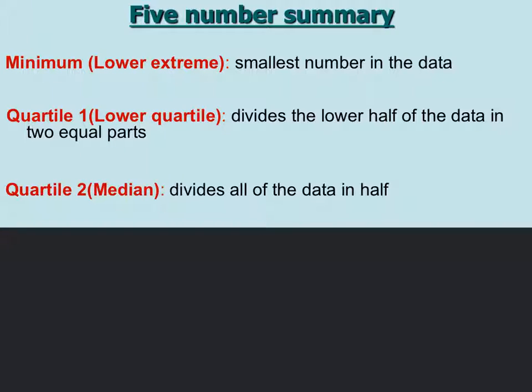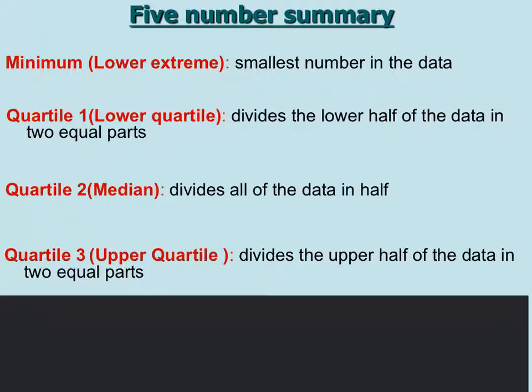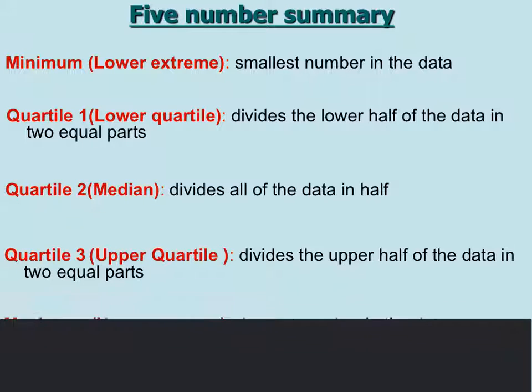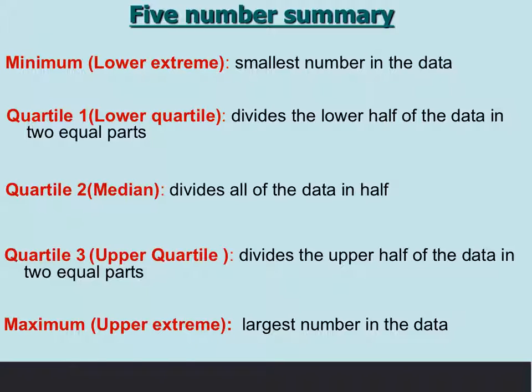Your quartile 2 is also your median, and this is where you're going to divide all of your data in half. A median represents the middle number in a data set. And then quartile 3 is the upper quartile, and that's where it divides the upper half of data into 2 equal parts. So your 3 quartiles, 1, 2, and 3, are really just finding middles of your data. The main middle is quartile 2, and then you take everything below it and find the middle. That'd be quartile 1. Everything above your median, you'd cut that in half, and that's quartile 3. And then we end with our maximum, which is also referred to as your upper extreme or the largest number in the data.